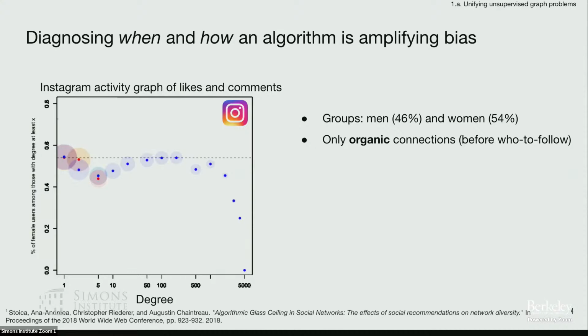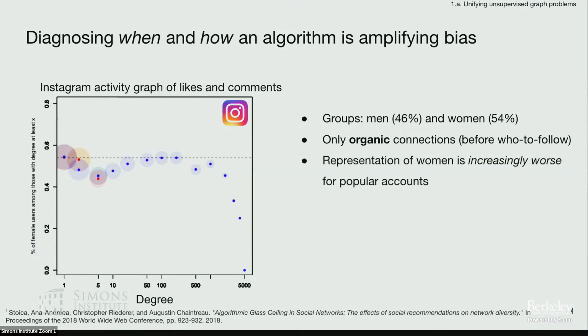The first thing that we looked at was, how many connections do people have? What is the degree distribution and how does that differ between the two communities? First of all, it's a power law degree distribution in general, but more than that, here I'm showing in blue for the original graph the percentage of one of the groups, in this case the women, among those with degree at least x. As the degree increases, that percentage goes to 0, showing that one of the groups is essentially not represented at the very top of the network, among people with very high degree.